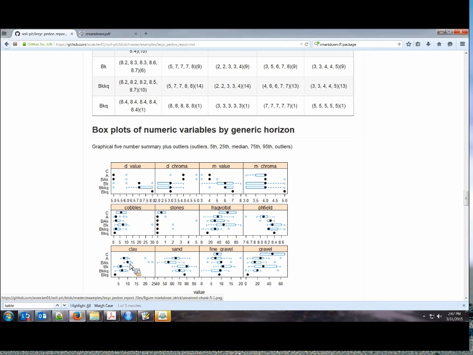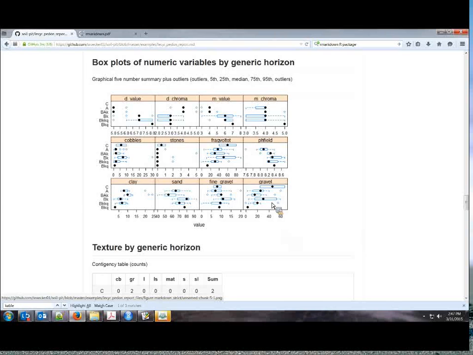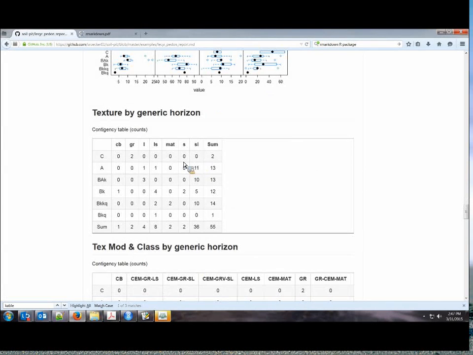there's a wee bit of a bump with the BA, but it quickly decreases as we go down. Same thing with the gravel too. There's a heck of a lot on the top, on the surface, quite a bit in the A, but then it jumps up again down in the BK. So all these patterns, one at a time, jump out. And then we can also see what's the average soil texture for the A horizon. In this case, it's pretty clean cut. It looks like it's pretty much sandy loam.